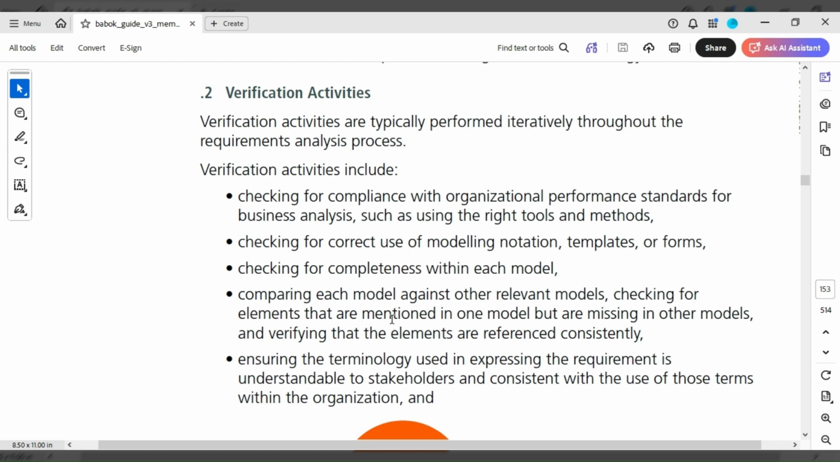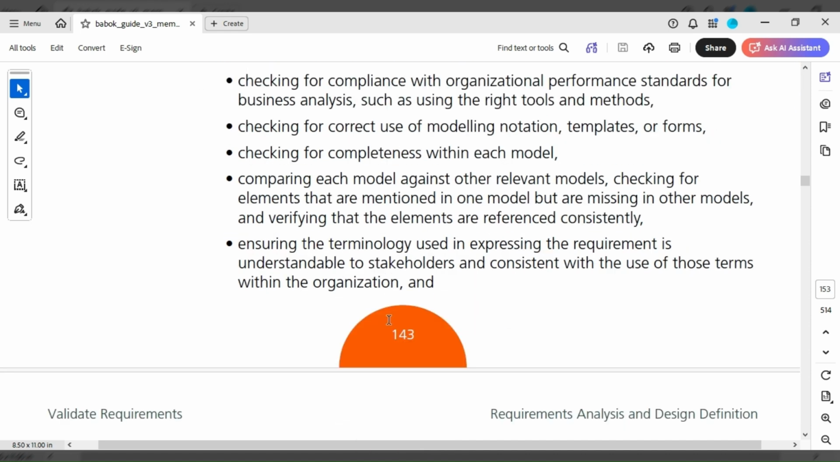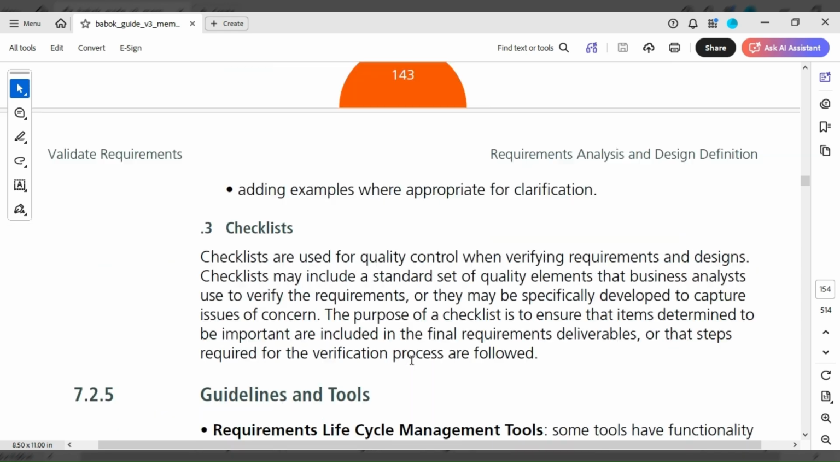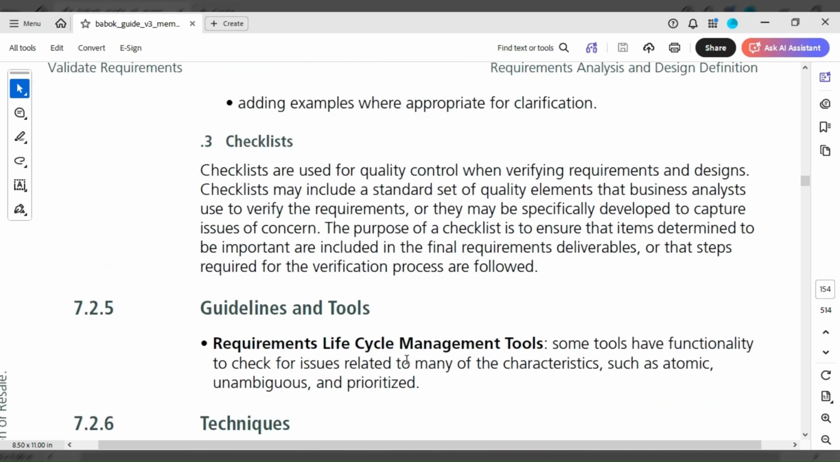So, verification activities include checking for compliance with organizational performance standards for business analysis, such as using the right tools and methods, checking for correct use of modeling notation, templates, or forms, checking for completeness within each model, comparing each model against other relevant models, checking for elements that are mentioned in one model but are missing in the other models, and verifying that elements are referenced consistently, ensuring the terminology used in expressing the requirement is understandable to stakeholders and consistent with the use of those terms within the organization, and adding examples where appropriate for clarification.